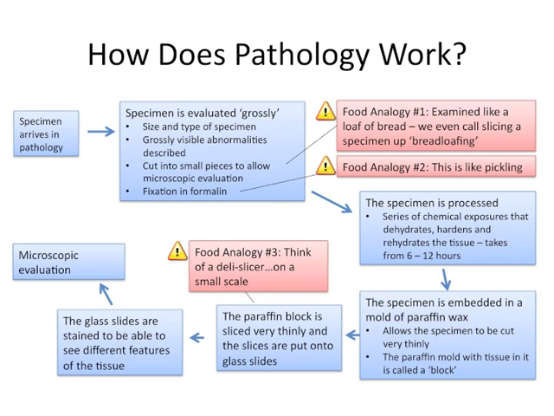So a specimen arrives in pathology, and the first thing we do is what's called a gross evaluation. We basically describe everything we can about the specimen, the size, the type, what does it look like, does it look abnormal, and then we cut it into small pieces to allow that microscopic evaluation. We get to that final step of microscopic evaluation first by putting things into a fixative, and that's most commonly formalin. This step of gross evaluation, where if it's a large specimen, we will cut it into small pieces.